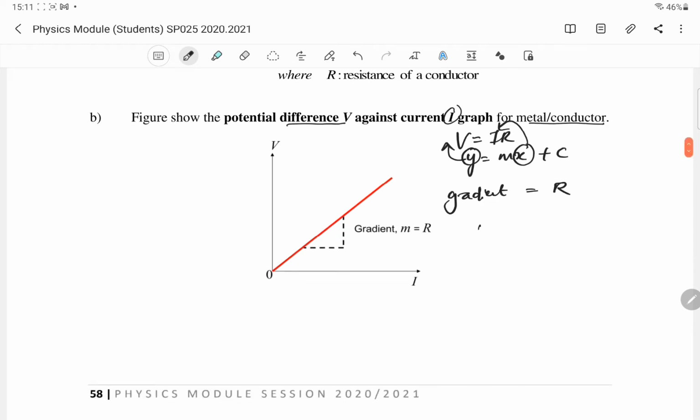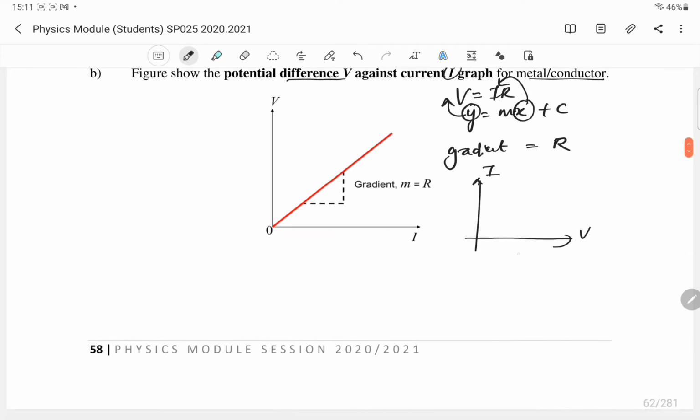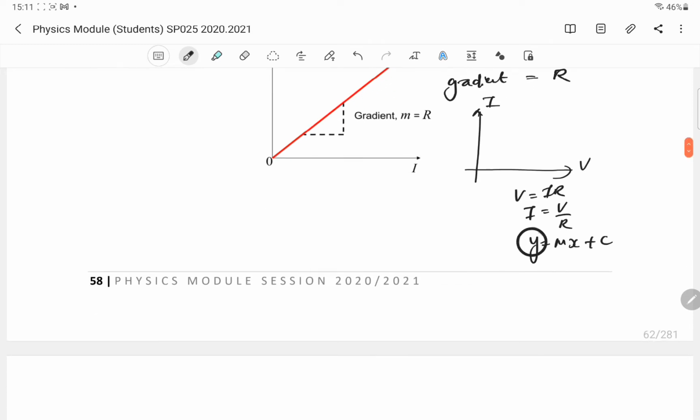But then if you have I versus V, we have V equal to IR, I equal to V over R. So you compare it with the straight line equation. Your y is your current, your x is your V, and then the gradient equal to 1 over R. So this is your graph. This is 1 over R.